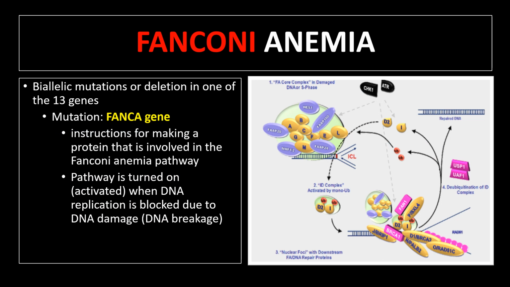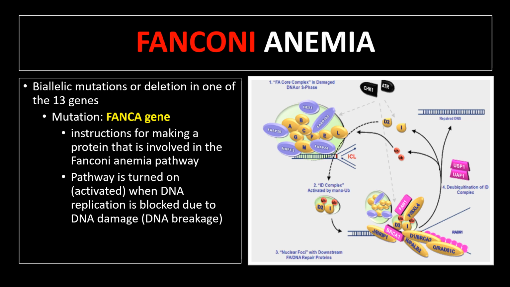Based on genetic studies, Fanconi anemia has a genetic mutation in the FANCA gene. The FANCA protein is one of the proteins known in the FA core complex. They make instructions for making a protein that is involved in the Fanconi anemia pathway. When DNA replication is blocked, this might be due to the DNA damage or the DNA breakage that is present in Fanconi anemia, and the pathway will be turned on or activated. The FANCA protein complexes and activates two proteins, FANCD2 and FANCI, by attaching ubiquitin to each one of them. The activation of these two proteins will attract DNA repair proteins to the area of the DNA damage so that the error can be corrected and the replication of the DNA can continue.